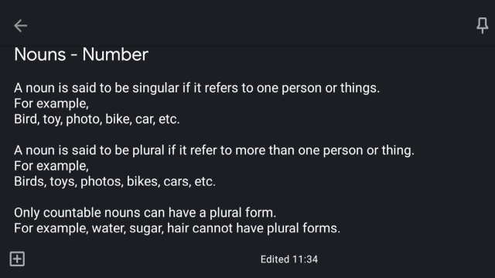For example, bench. We can count the number of benches that are there, so we can convert it into plural form. But, for example, water, we cannot count water. Sugar, we cannot count sugar. Hair, we cannot count our hair. So they don't have plural forms. Water, sugar, hair, such nouns, they don't have plural forms. Why? Because we cannot count them, because they are uncountable.